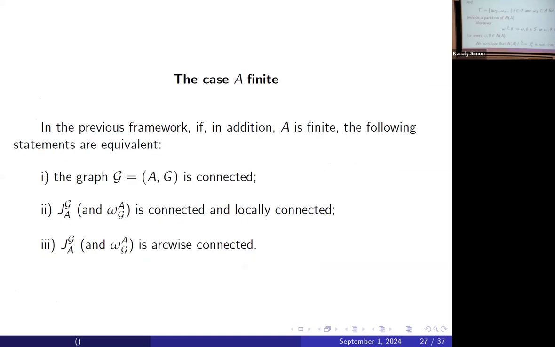And finally, I should say that when the set I is finite, we can say more. The following three statements are the same. The graph G is connected. The graph Lipscomb space is connected and locally connected. And the third one, this space is arcwise connected.